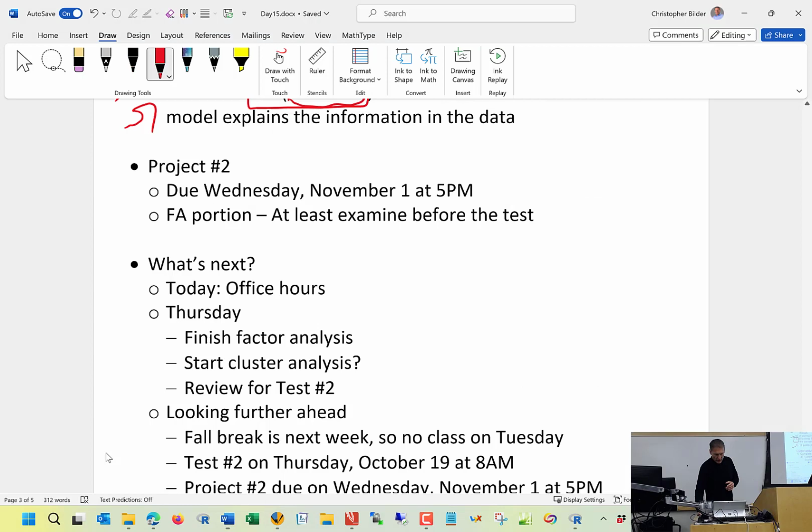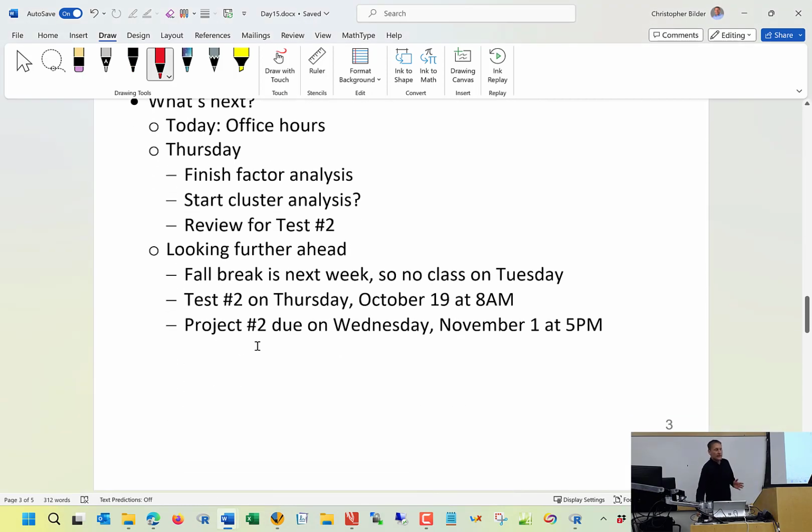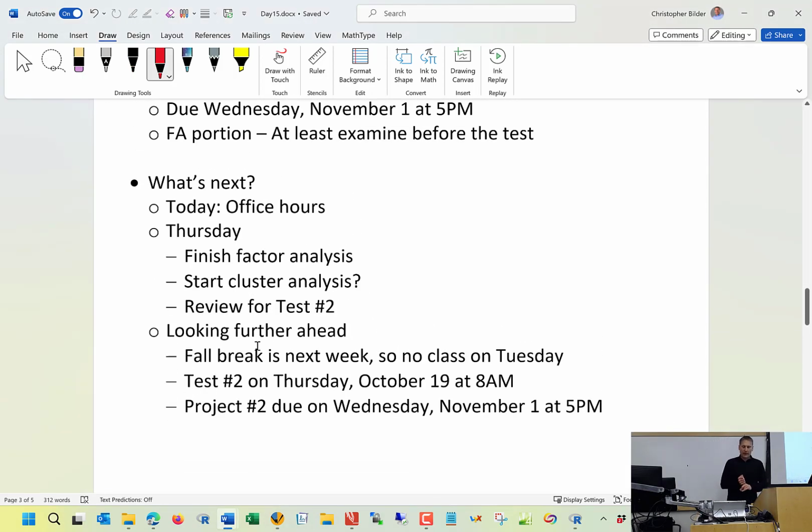Okay. We're just about out of time. So what's next in our class? I'll have my usual office hours after class. On Thursday, we will finish factor analysis, maybe start cluster analysis. We'll just see how far we get. And we also will review for test number 2. Now you might be thinking, wait a second, what do you mean we're already going to review for test number 2? Well, remember, next week is fall break. So we don't have class here on Tuesday. So our next class, Thursday, is the last class before our test, which will be the following Thursday.